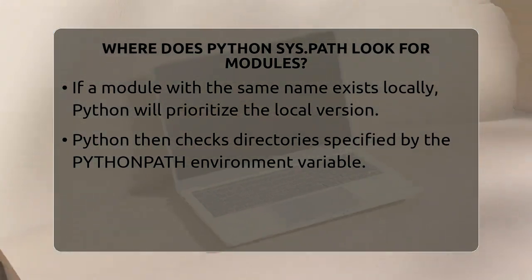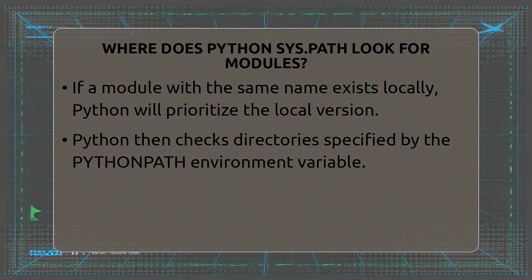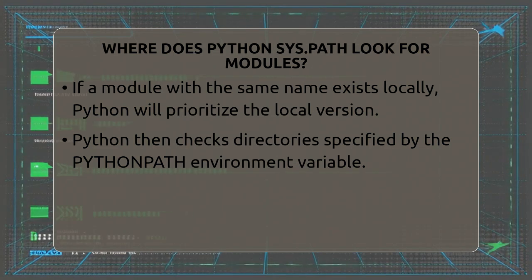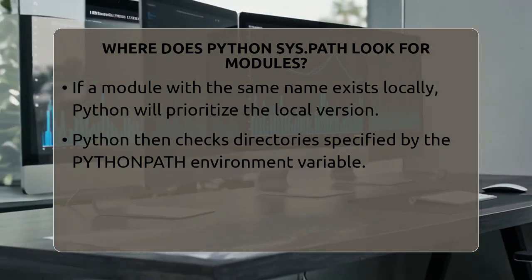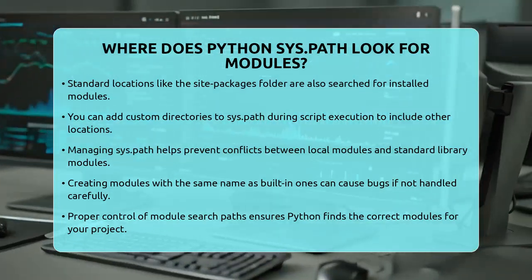Understanding where Python looks for modules helps you avoid conflicts, like when a local module has the same name as a standard library module. It also helps you organize your projects better by controlling how and where Python finds your code.